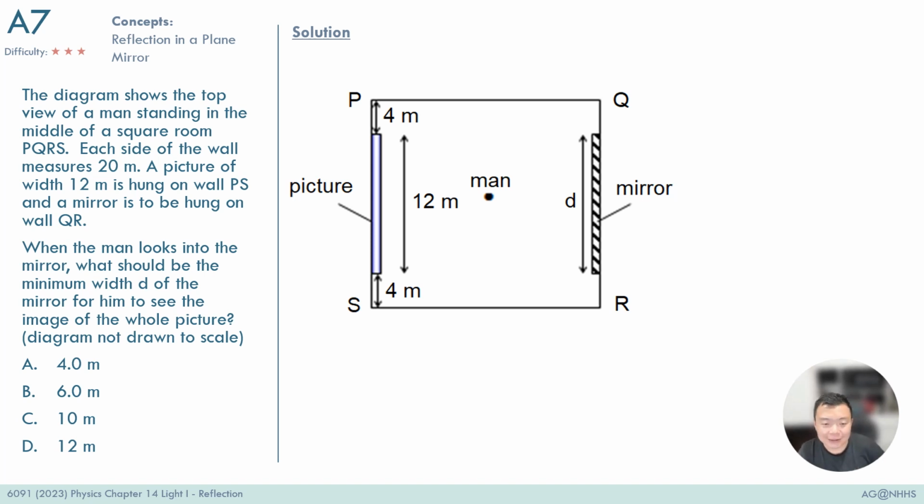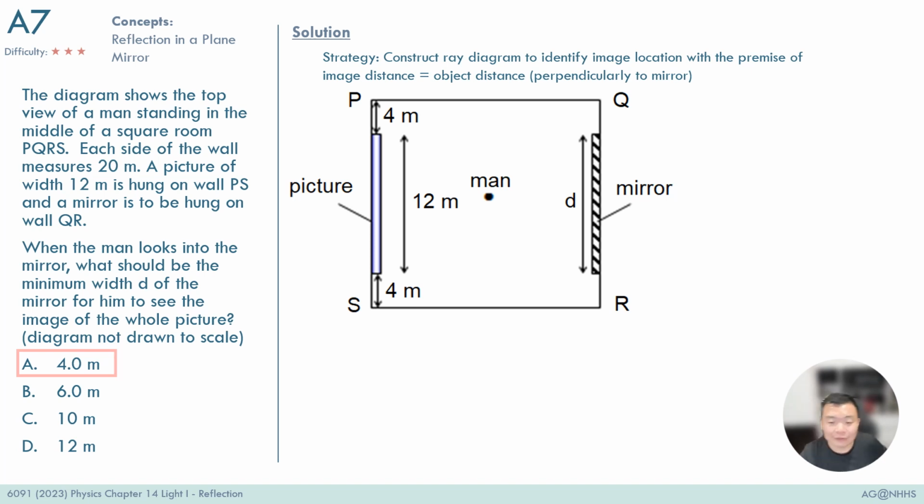So the answer to this question is 4 meters, and we have to construct a ray diagram to locate where the image is. We will draw some ray diagram later on, and finally, for this type of question, we will need to use similar triangles to do some calculations. So let's start by using the object distance equals to image distance. And I realized that the object distance is 20 meters.